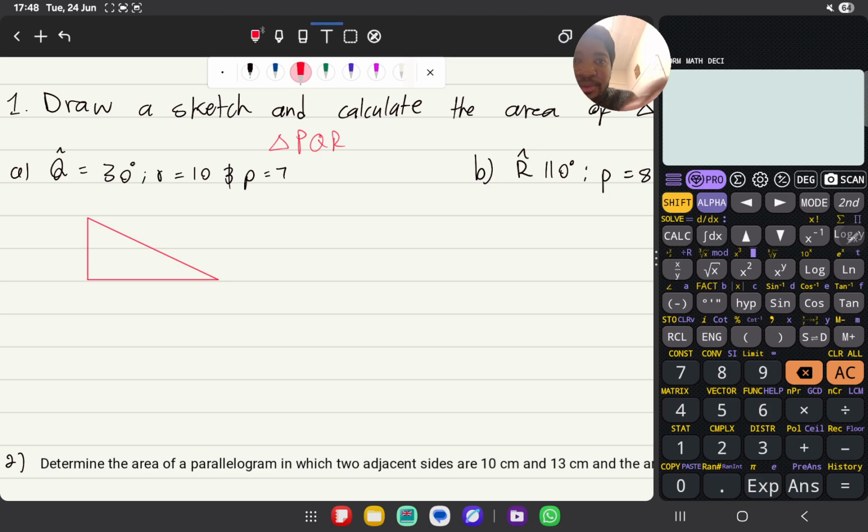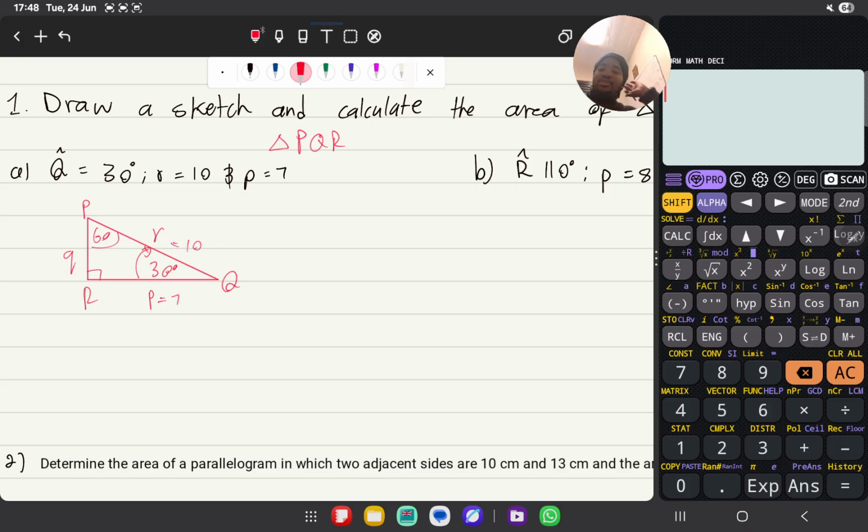Right, so then you have your 30 degrees, your 90 and your 60 degrees. This will be Q, this will be P, and this will be R. Now using the small letters, this is r, this is q, and this is p. p is equal to 7, and r is equal to 10, right?